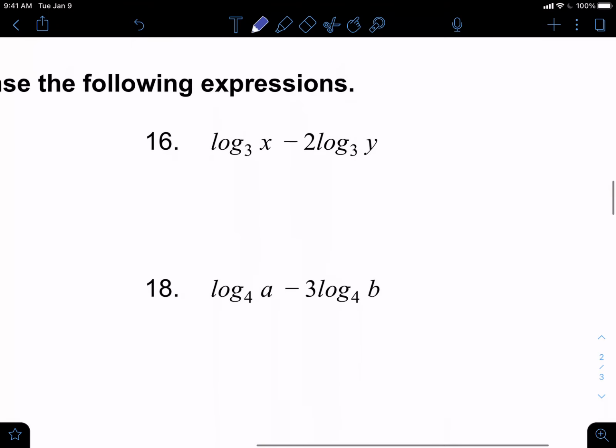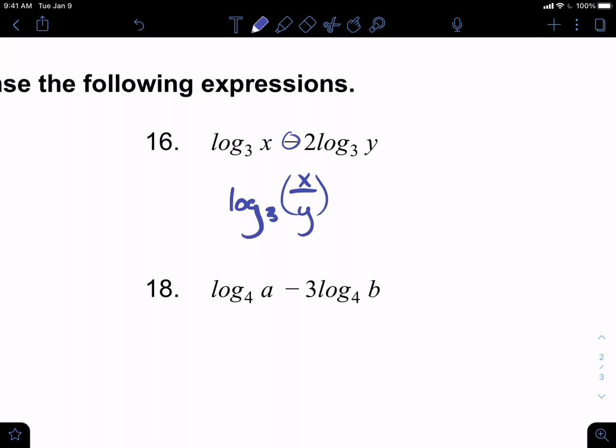So looking at problem number 16, our job is now to compress these, put them together. So coming over here, we see a subtraction. That's going to tell us to divide. So we will have log base 3 of (x over y). I like to put parentheses around because that's a quantity right there. Remember, the first one is what goes on top. The one that's being subtracted goes on the bottom.